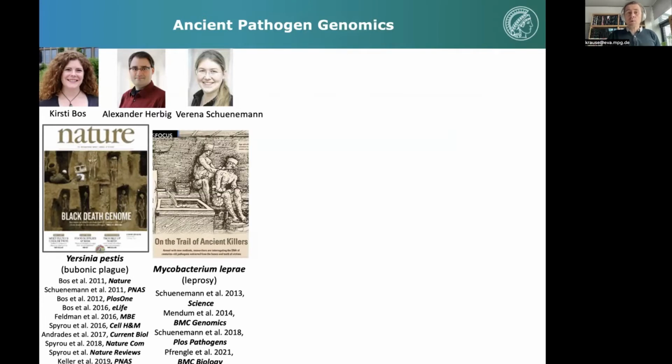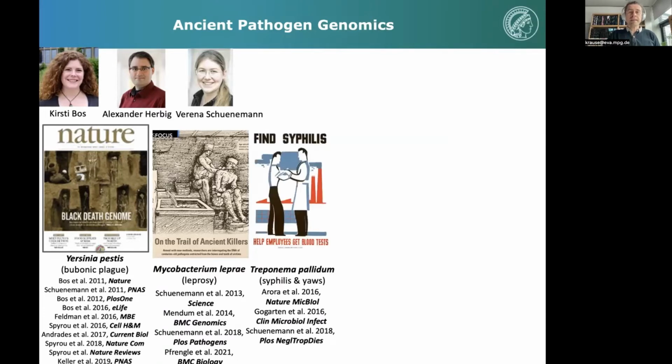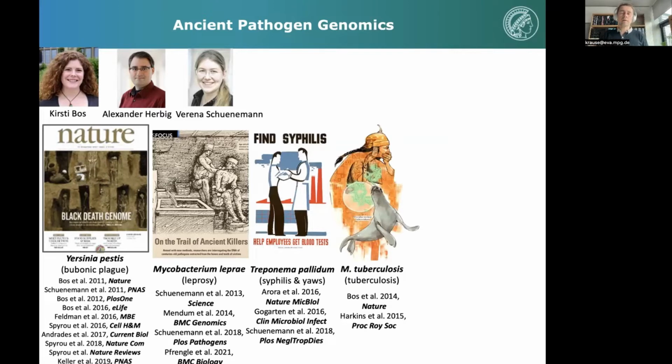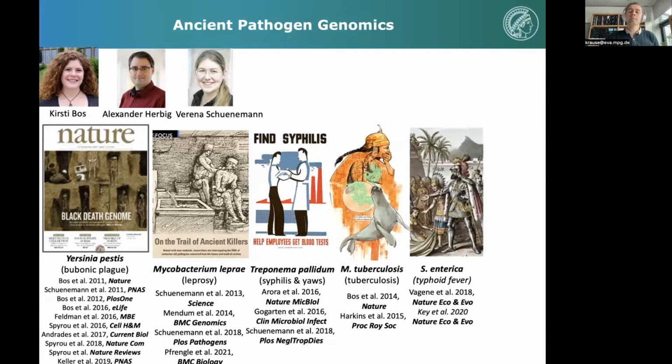But I just want to mention, we also worked a lot on leprosy, from many different sites over the last couple of thousand years, including, in fact, Egyptian mummies. So they also had leprosy at that time in ancient Egypt, and we could even reconstruct genomes from those ancient mummies. We also worked on syphilis, so Treponema, different types of treponemal diseases. We did work on tuberculosis and its evolution, especially in the New World after contact. We did work on other pathogens that were introduced into the New World by the Spaniards in the 16th century, like for example, typhoid fever.